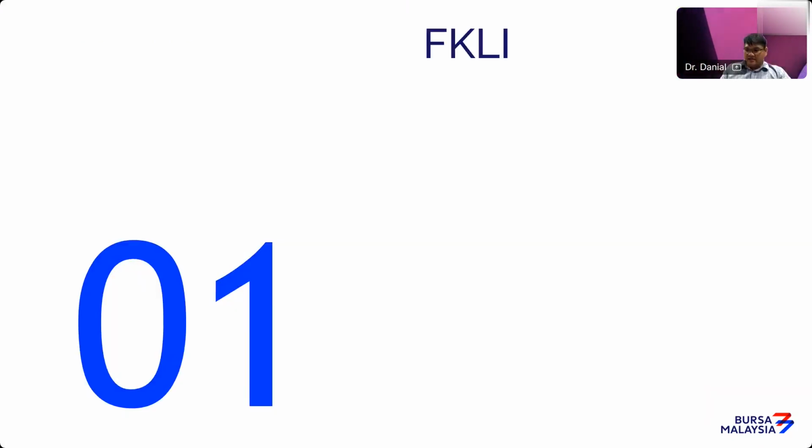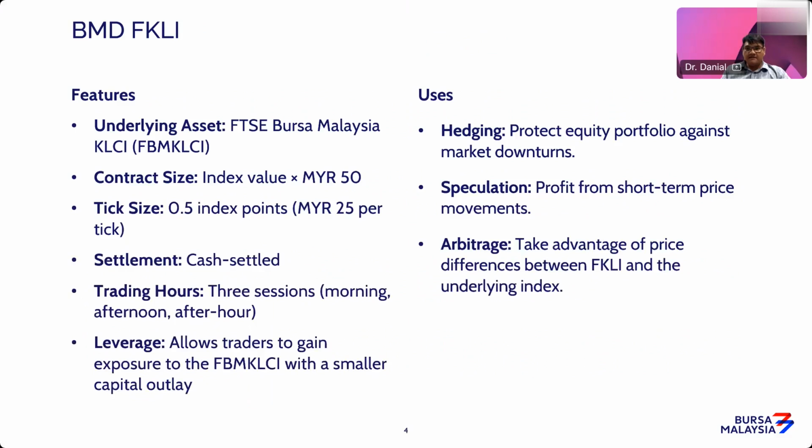Okay, hopefully you're still following me. First, FKLI. Let's take a glance at the features of BMD FKLI. The underlying asset is the FBM KLCI, the contract size is the index value times 50 ringgit. The tick size: every one index point movement equals 50 ringgit. The settlement will be cash settled.